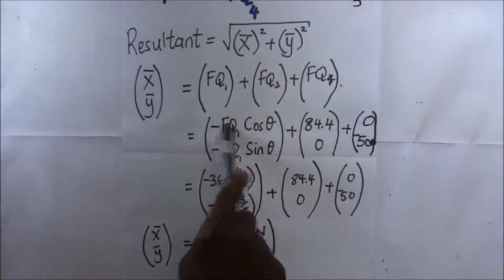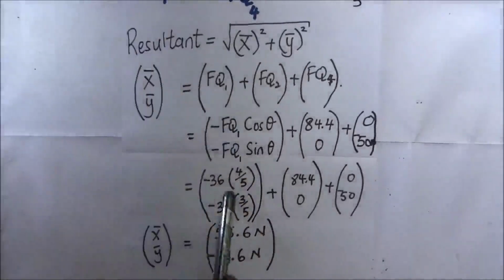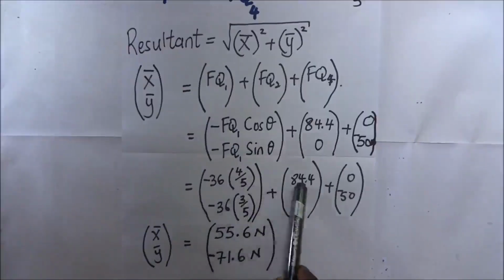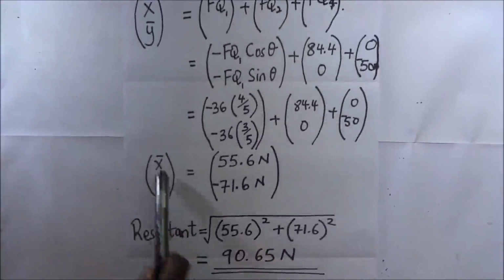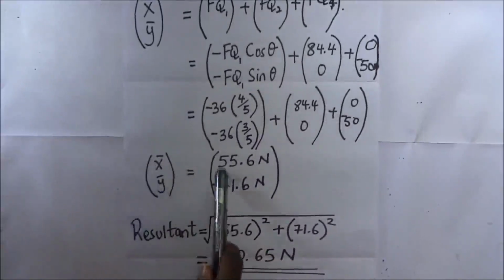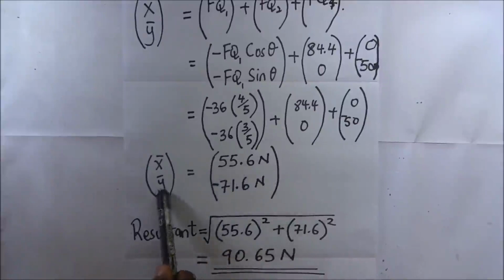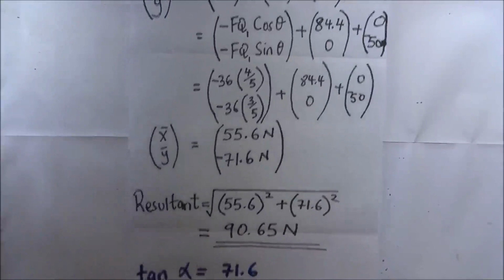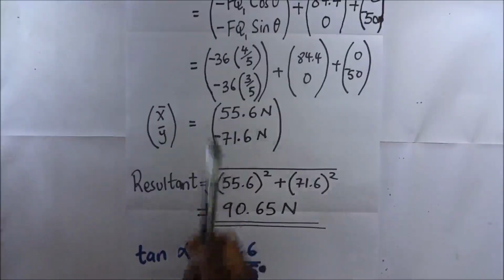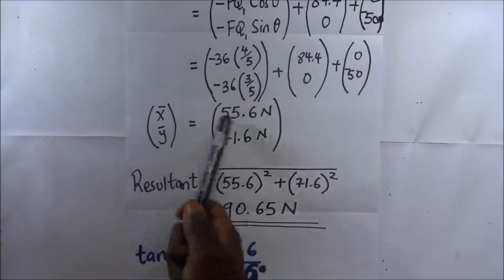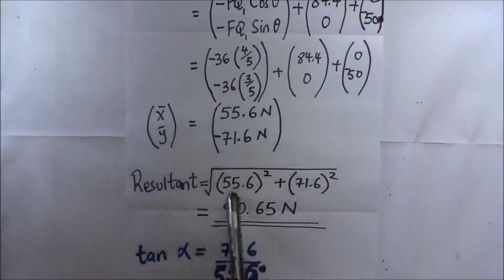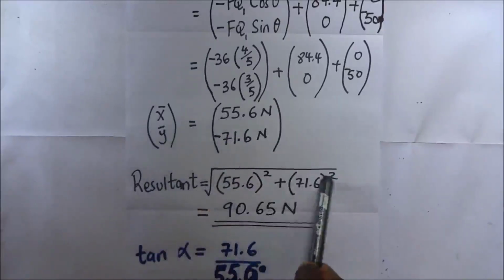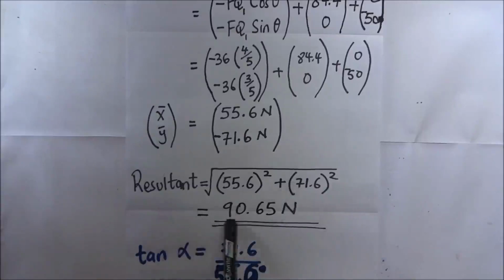So it becomes FQ1 is 36, so it's 36 times that, plus that and this. So we'll end up with the total resolution of forces in the x direction as 55.6 newtons, and the total in the y direction is 71.6 newtons. So to find the resultant, we simply substitute in the x bar squared plus the y bar squared. Our resultant force is 90.65 newtons.